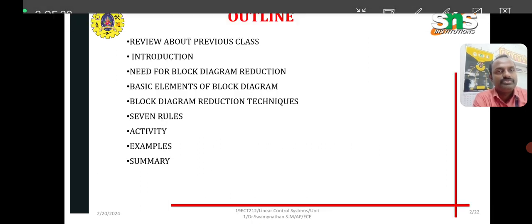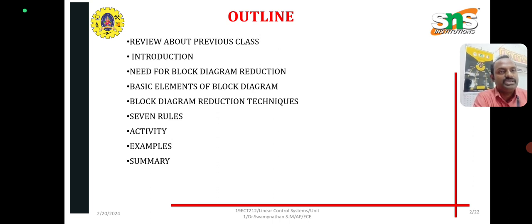So first, a review of the previous class. We discussed the translational, rotational and mechanical systems. Today: introduction, need for the block diagram reduction technique, basic elements of block diagram, and block diagram reduction techniques, that is important, 8 formulas, that is 7 rules. And following the activity, we'll discuss 2 examples and a summary.